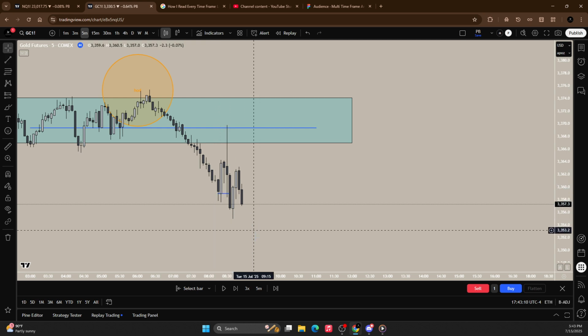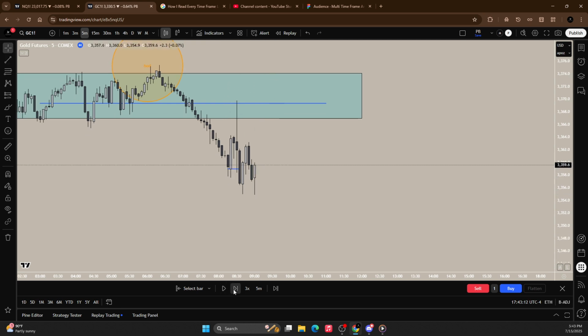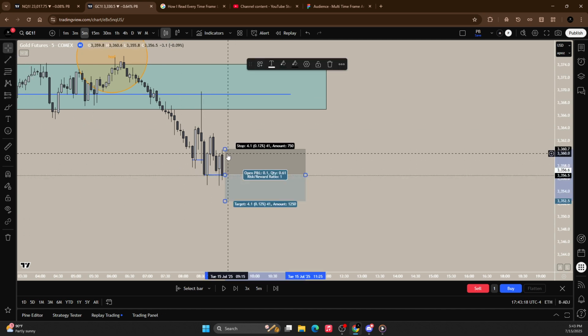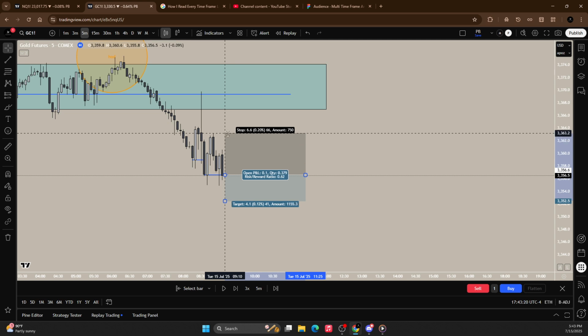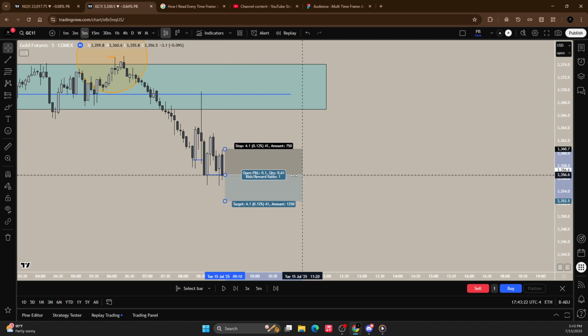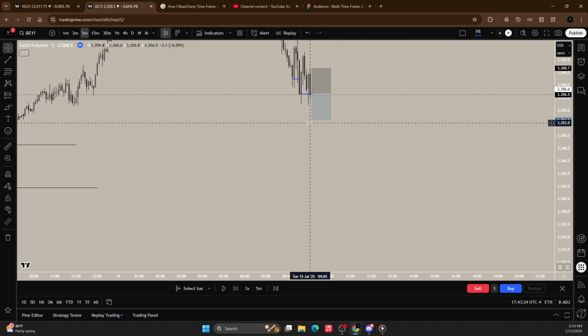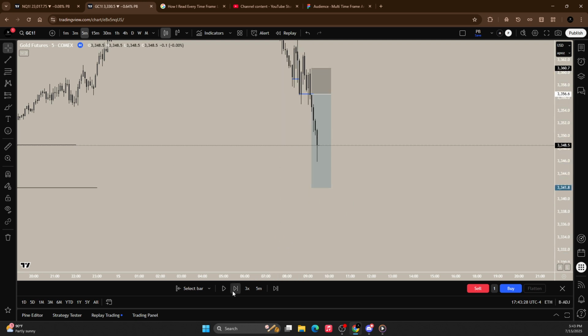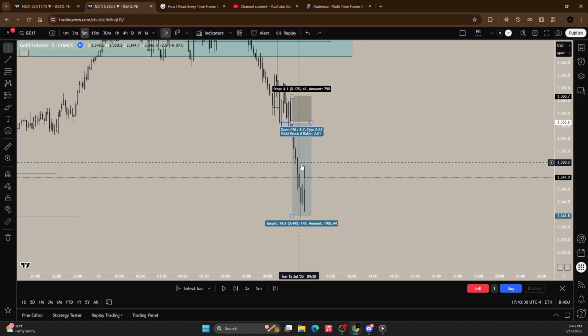I did not enter off of this. I wanted to see a continuation, which we got right here. Get this continuation. This was my entry. I put my stop here. You could have put it here. It doesn't really matter. And then my target was this low. And there you go. Beautiful trade.